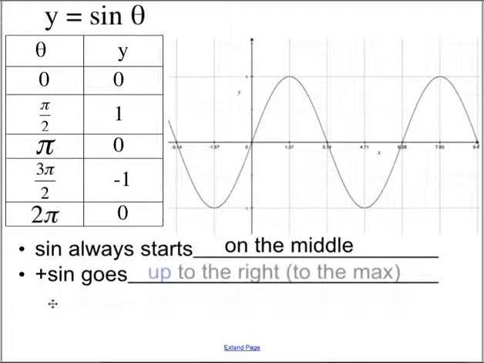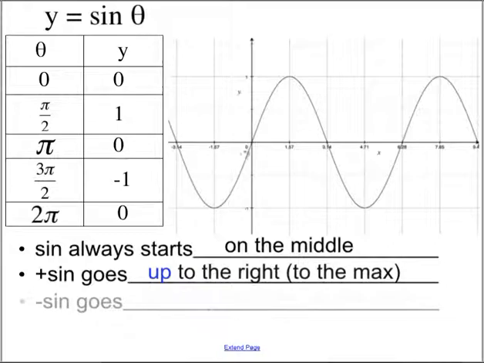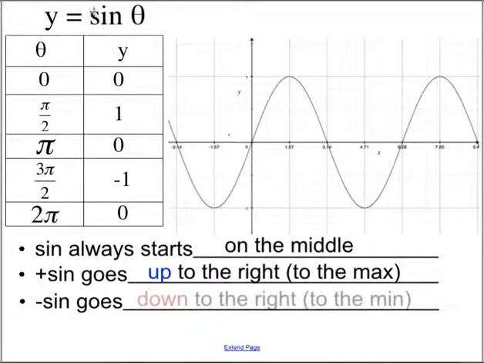If you have a negative sine function, it's going to start on the middle, but then it's going to go down to the right. Because remember, whenever you have a negative function, it's a reflection over the x-axis. And so a negative sine would start here at 0, 0. If there were a negative sign in front of the sine of theta, it would go down to the right instead of going up to the right. And then you would just repeat the pattern. So you'd go middle, minimum, middle, maximum, middle, minimum, middle, maximum, and so on.